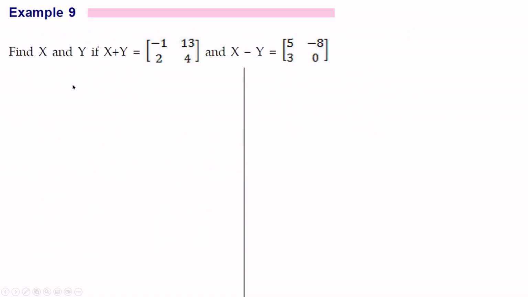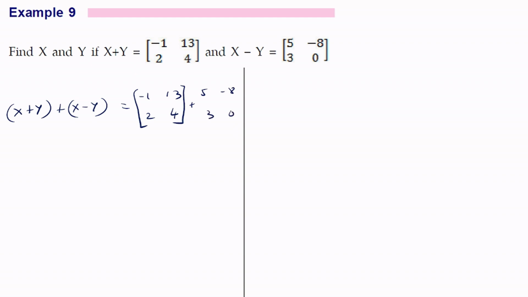Next question, find x and y. If x plus y is this matrix minus 1, 13, 2 and 4, and x minus y is this matrix 5 minus 3, 3 and 5 minus 8, 3 and 0. So if we have x plus y as this matrix and x minus y as this matrix, we have x plus y plus x minus y. It will be the sum of these two matrices. Plus 5 minus 8, 3, 0.